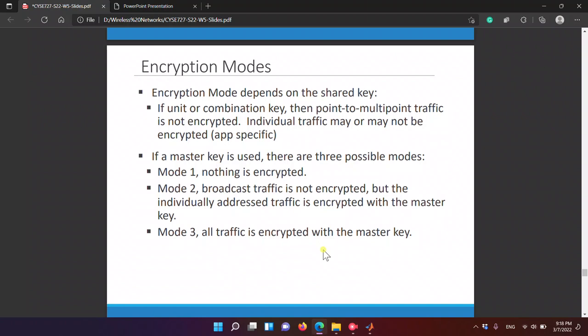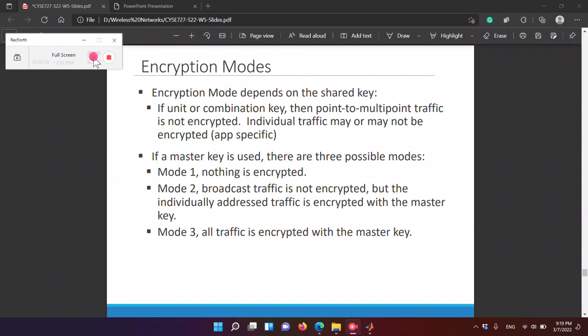We have encryption modes. Encryption mode depends on the shared key. If unit or combination key, then point to multi-point traffic is not encrypted. Individual traffic may or may not be encrypted. If a master key is used, there are three possible modes. Mode 1, that nothing is encrypted. Mode 2, that the broadcast traffic is not encrypted, but the individually addressed traffic is encrypted. Mode 3 is that all traffic is encrypted with the master key.